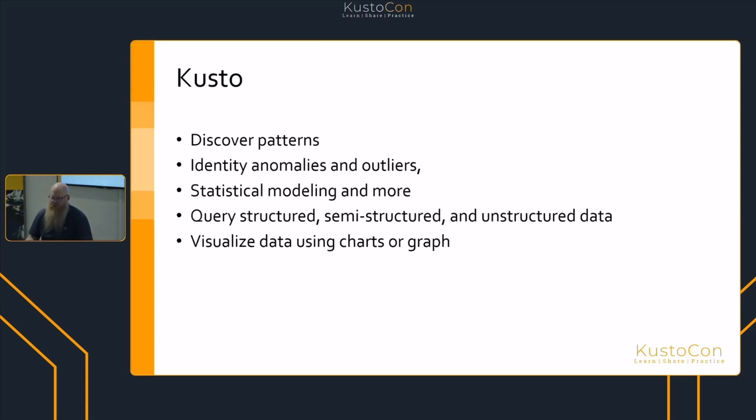All right, so Kusto is used to discover patterns and identify anomalies and outliers. We can do statistical modeling. We can structure the data, and we can twist and turn the data, which is especially important when you do threat hunting. Maybe you find something interesting and you want to turn it around or correlate data with other tables that you have available. And of course, you can visualize the data using charts or graphs to connect the dots.